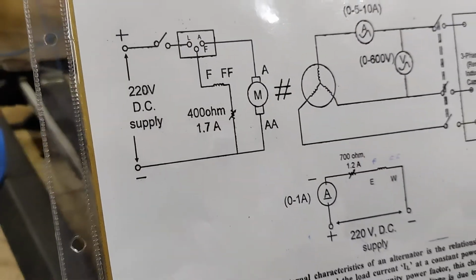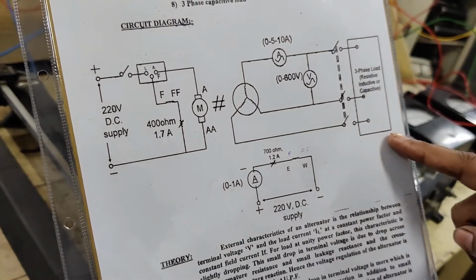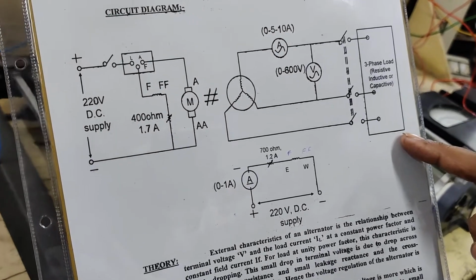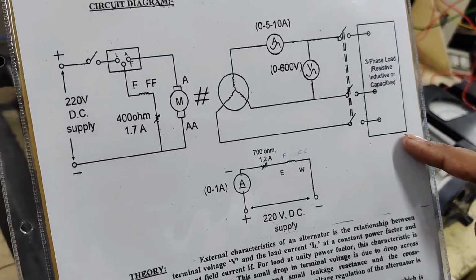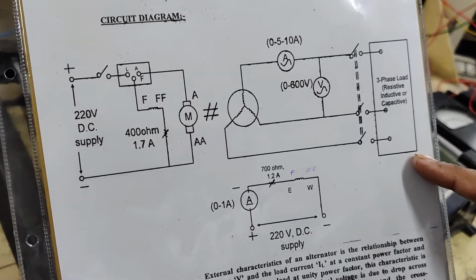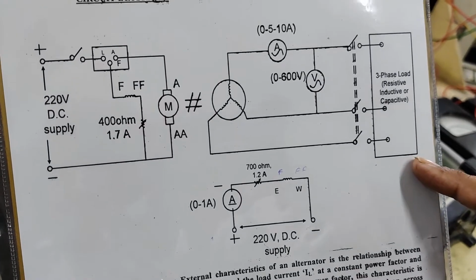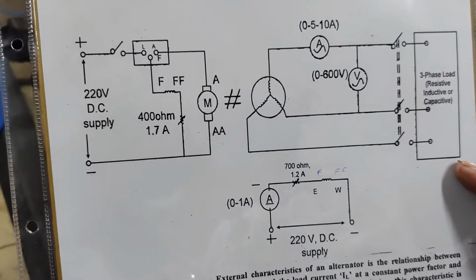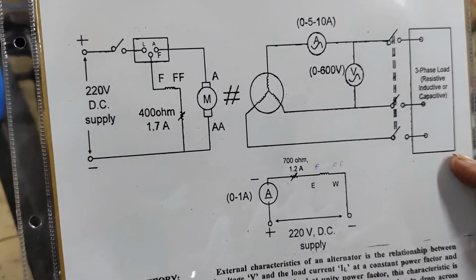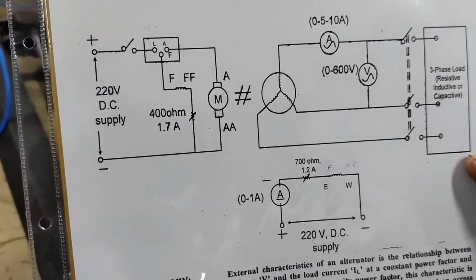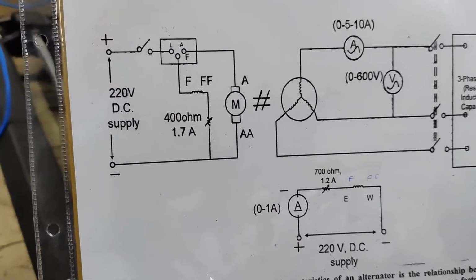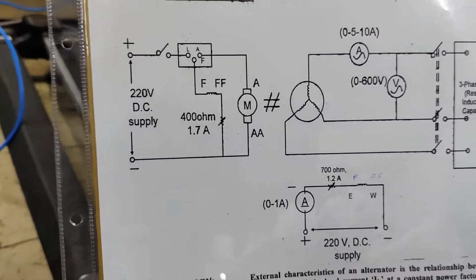So initially we'll connect resistive load and thereafter we'll replace this resistive load by inductive and capacitive, and let us observe what are the terminal voltages for different types of load. Okay, that is all this experiment is related with, right? And in all the cases we'll keep field current and speed constant.